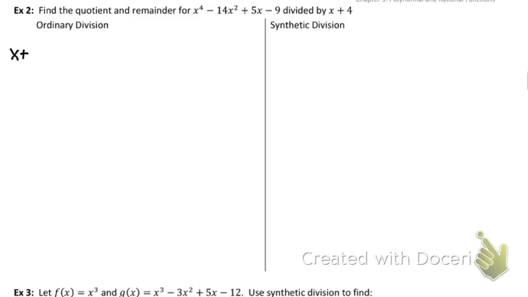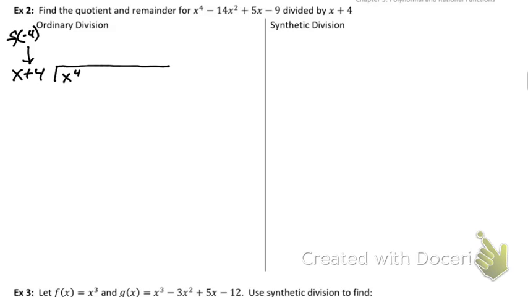Ordinary division is x plus 4. Hang on, I'll move that down just a little bit. I just want to note that this is actually, let's leave it with f, that would be f of negative 4. It'd be like me plugging in negative 4. All right, long division is setting it up as is, but we got to be careful.